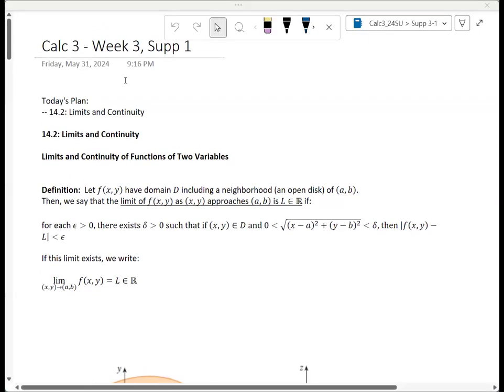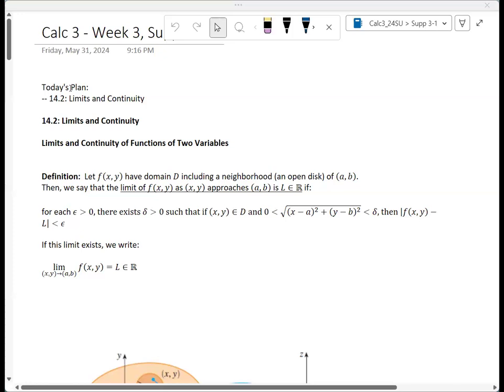Hey, hello everybody. This is the first supplement for week 3. We might have a second supplement or we might not, just depending on how far we get in Wednesday's class. But the plan for this supplement is to cover section 14.2.